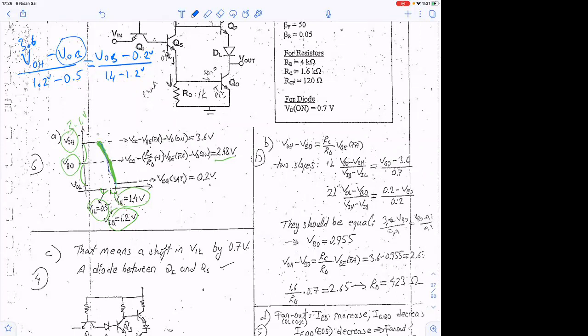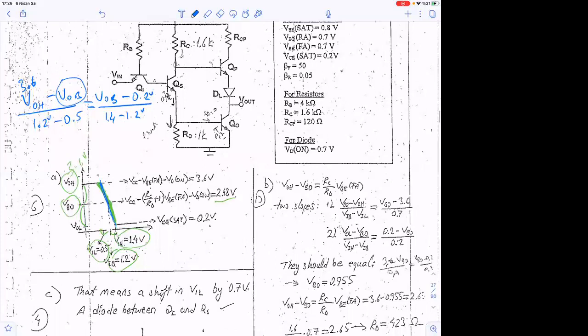So you find the VOB so that this will be only single slope. And then that VOB, how can you obtain that VOB? What value of RC gives you that VOB?